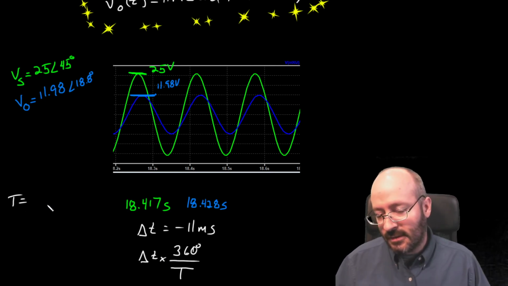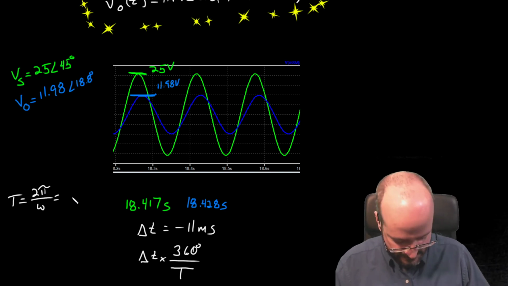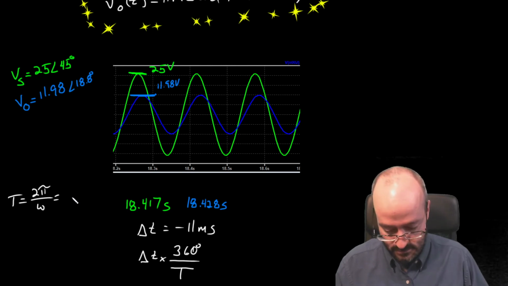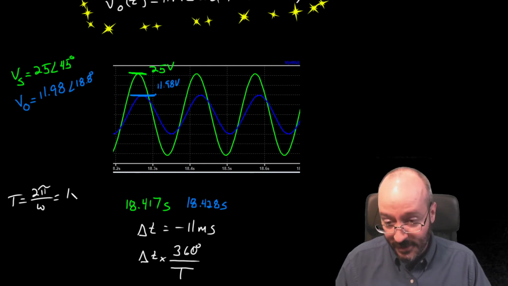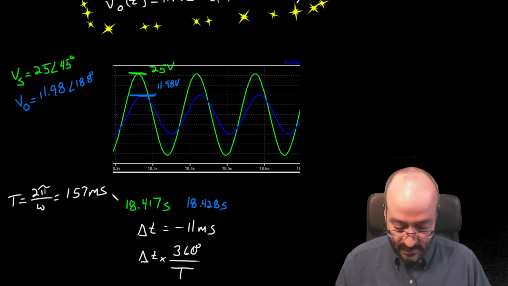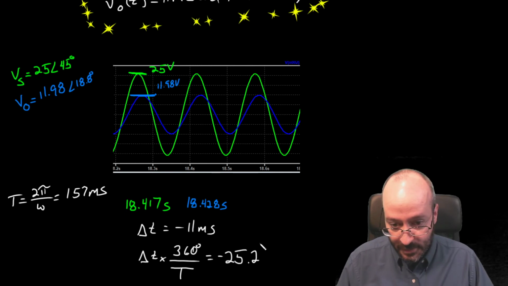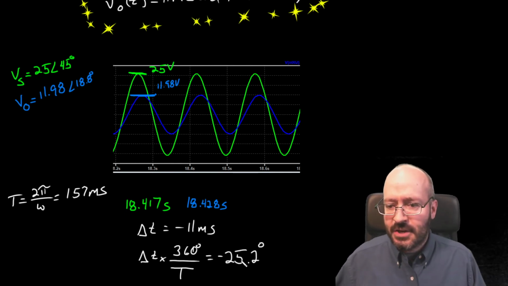Okay, so I need to know the period. I don't have the period. T equals, I have omega, and if I divide by 2 pi, that's going to get me frequency. Wait a second, that's backwards. T equals 2 pi over omega. Okay, so 2 pi divided by 40 radians per second is going to give me a period of 157 milliseconds. Okay, so if I take negative 11 milliseconds and I divide by 157 milliseconds, and then I multiply by 360, I get negative 25.2 degrees.